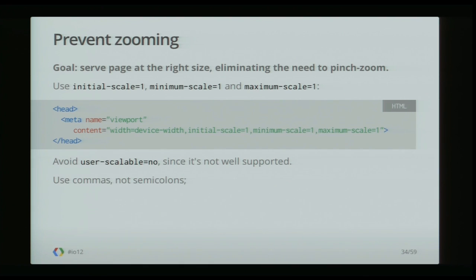We can even take this one step further and prevent zooming entirely to be closer to the user experience of a native mobile application. We can do this by setting initial, minimum, and maximum scale to 1, just adding that to the viewport. And note that you should separate these directives with commas, not semicolons. A lot of code samples on the web use semicolons, unfortunately. That's not the standard thing to do.